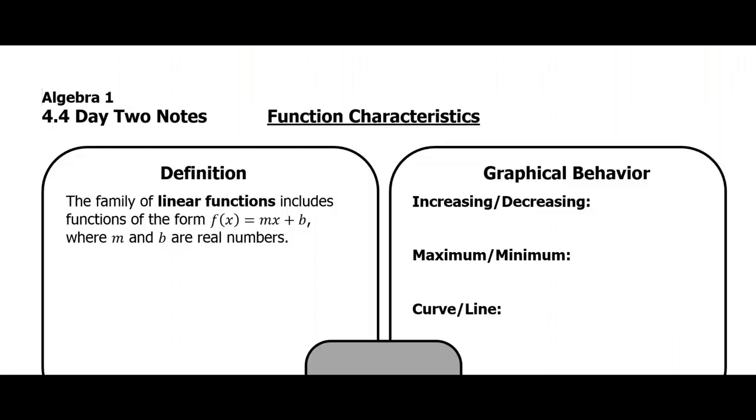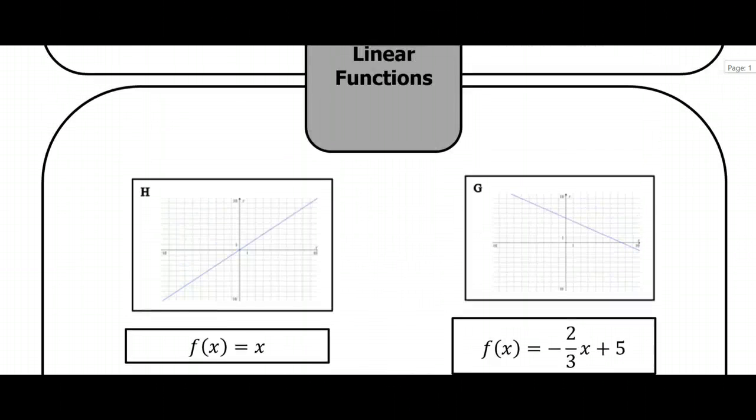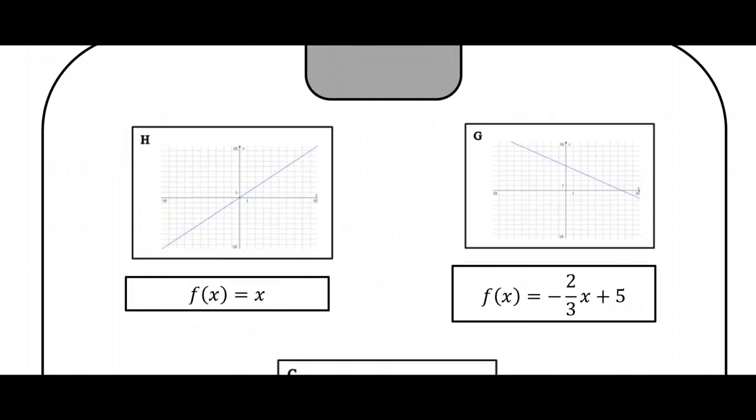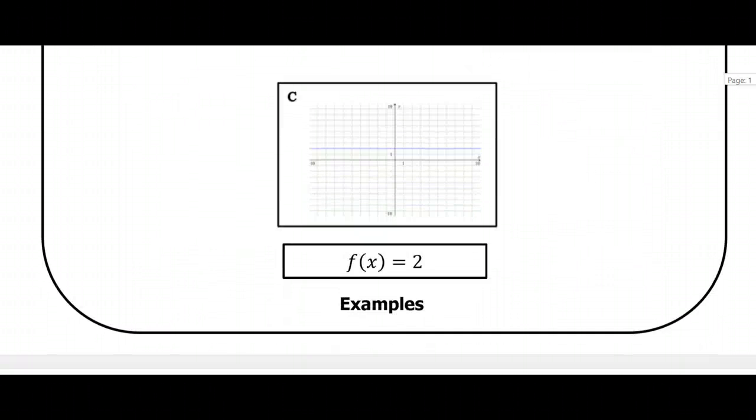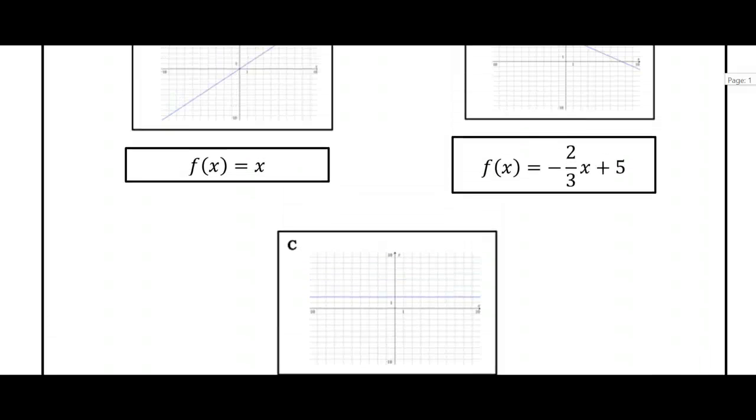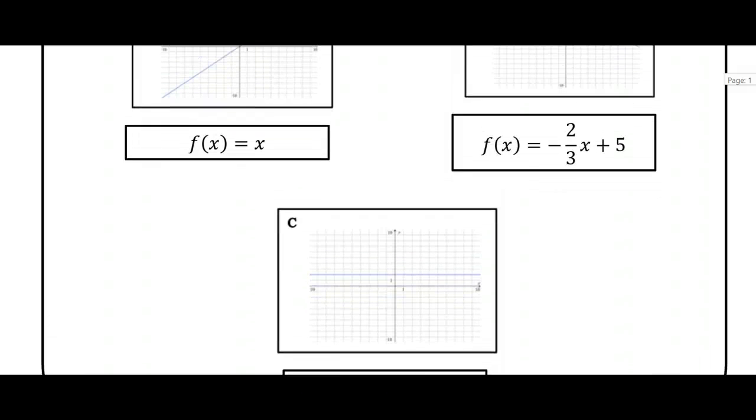Okay guys, now that you've sorted all these graphs, let's see if your answers match what I have. For the first page, you should have these three different graphs. The equation f of x equals x should match with graph H. The equation f of x equals negative 2/3 x plus 5 should match with graph G. And finally, f of x equals 2 goes with graph C. If you didn't get those, be sure you go back through and resort those.